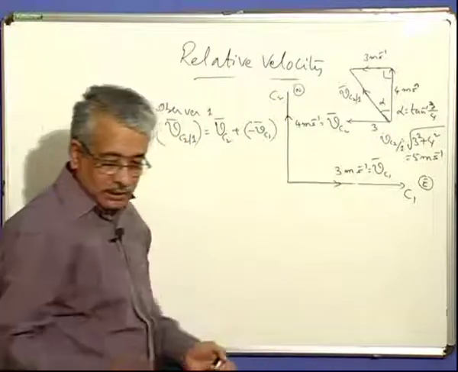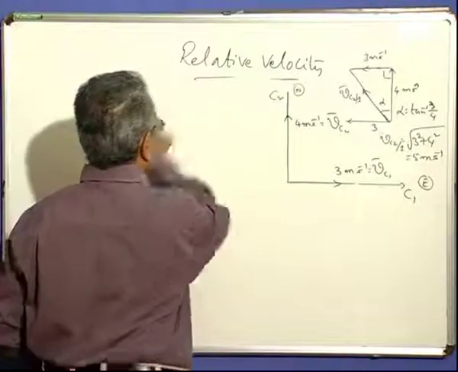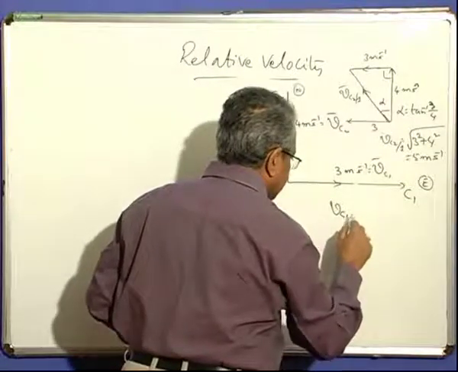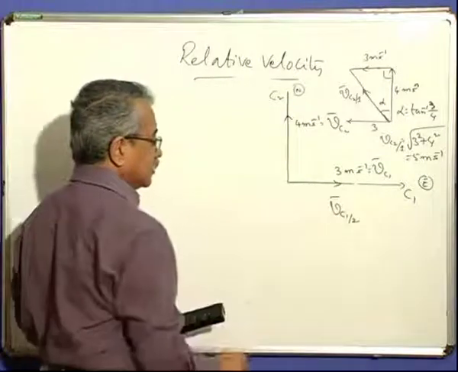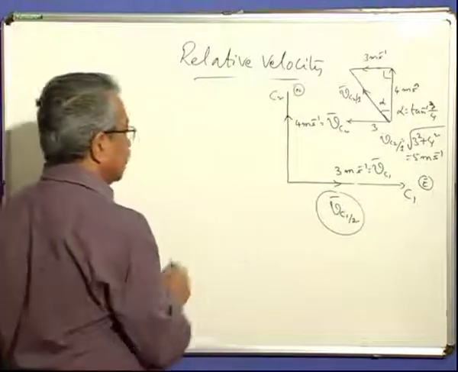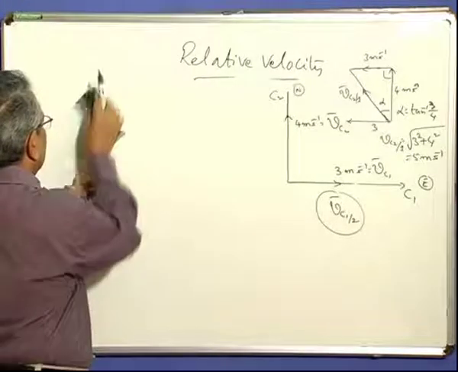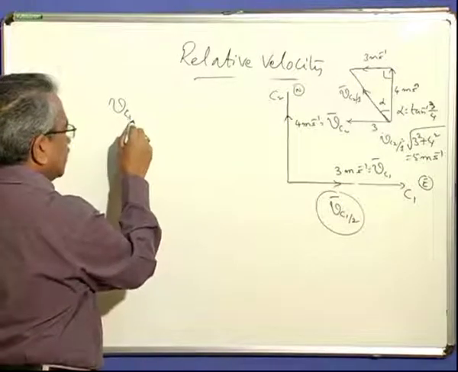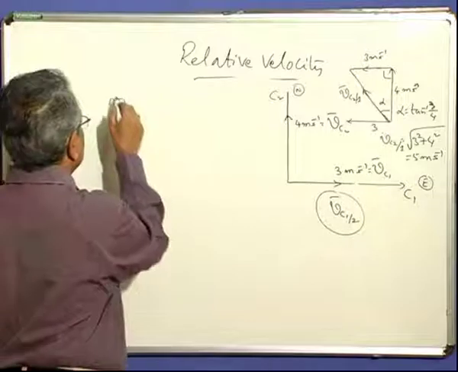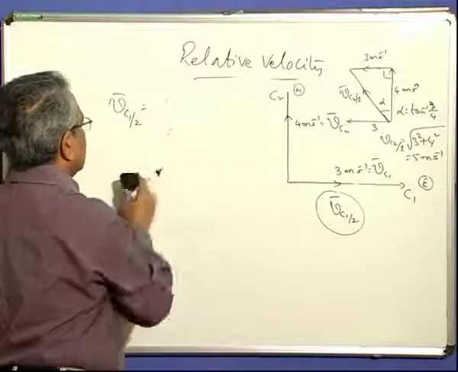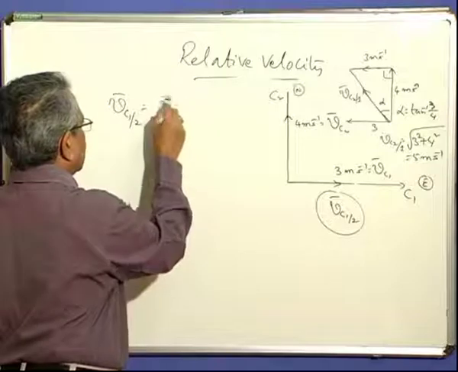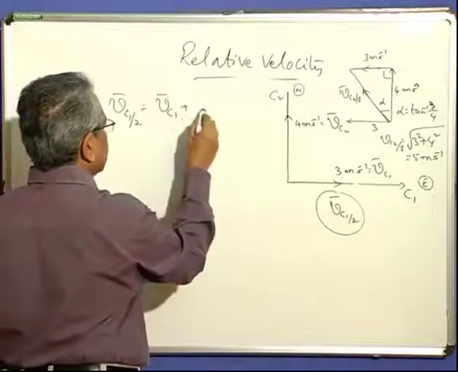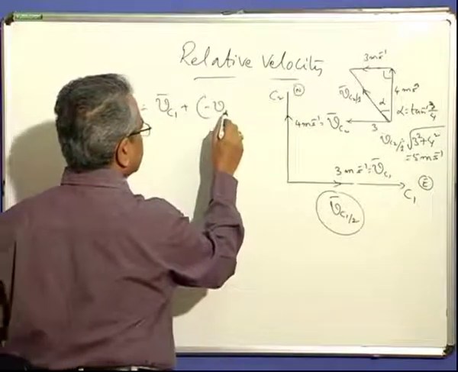Now let us find out the velocity of the first car as measured by observer 2. What will be the velocity of the first body? That is this car. This is what we want to find out now. What will be that again? Same rule. Velocity of the first car with reference to the second observer is equal to the actual velocity of the first car plus the reverse velocity of the observer.